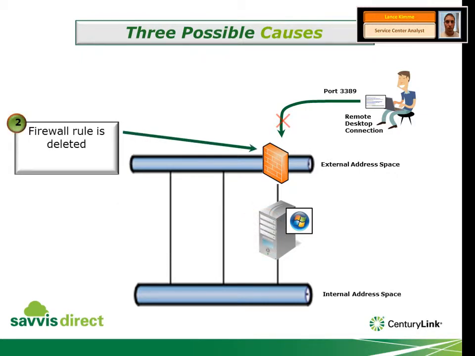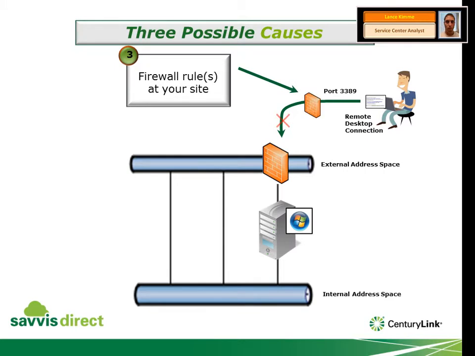Second, port 3389 may be blocked at the firewall dedicated to the cloud server. By default, this port is open, but you can verify this in the Firewall tab. Select your server and ensure that you have not accidentally deleted the firewall rule for inbound port 3389.